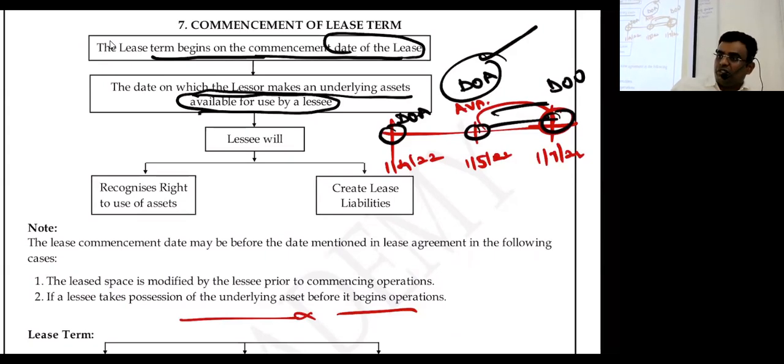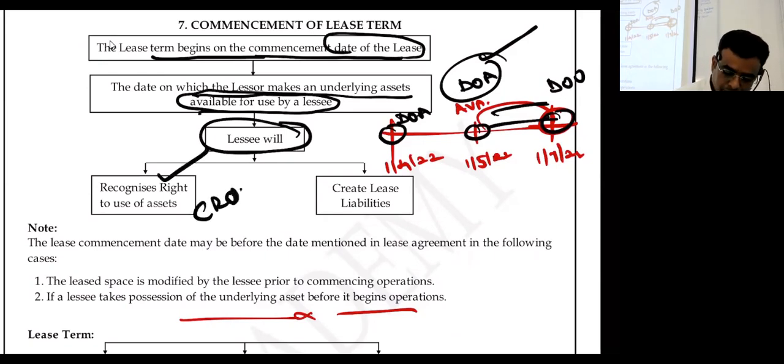Once I hand over the key to you, irrespective of whether you are using it, or you are doing interior work, or you are not doing anything, please note: yes or no? The lessee will recognize the ROU asset, right of use. Yes or no? Next, create lease.